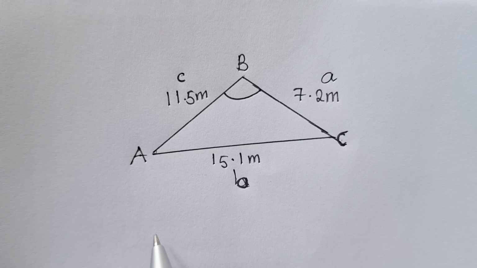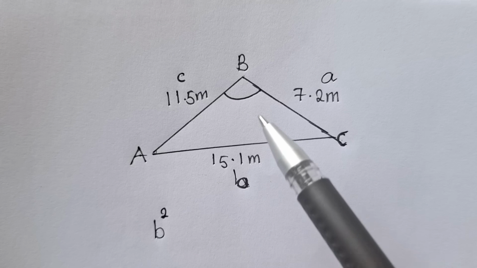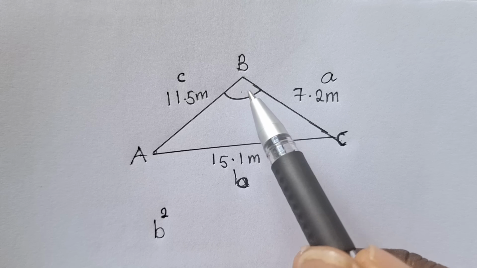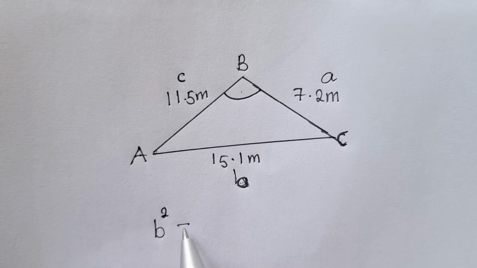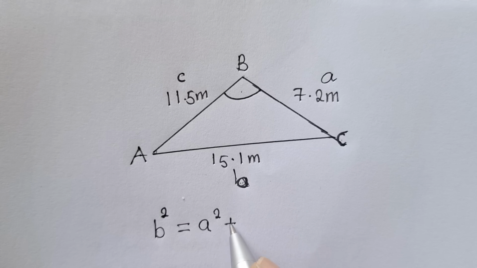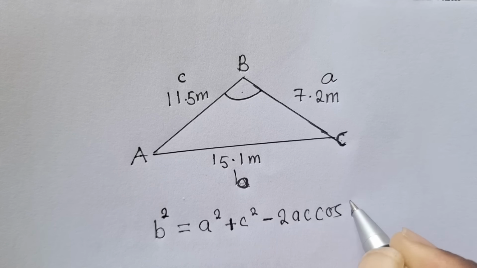So for the cosine rule, you start with b squared. Why am I starting with b squared? Because the angle I'm looking for is at B. So if it's at B, I must start with this small letter. b squared is equal to a squared plus c squared minus 2ac cos capital letter B.